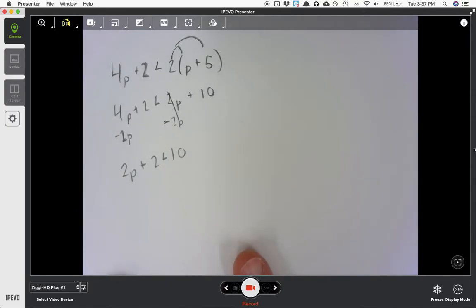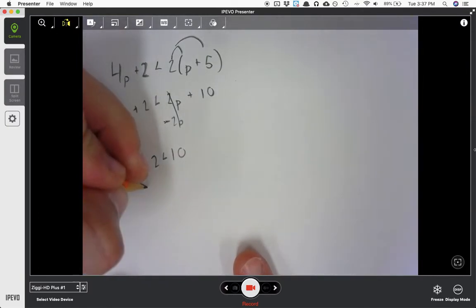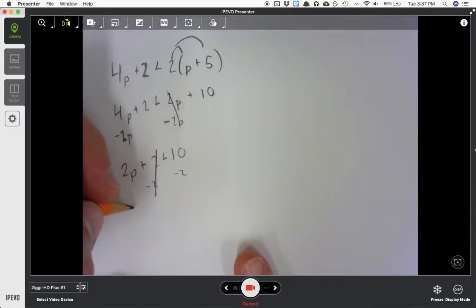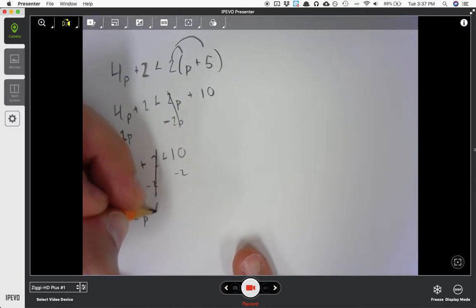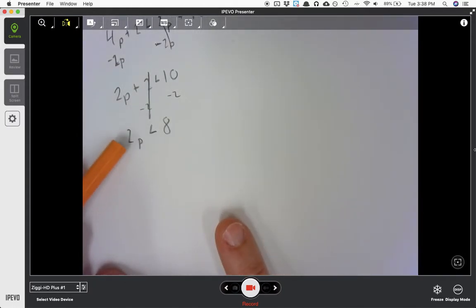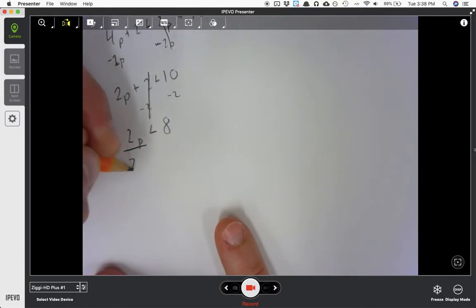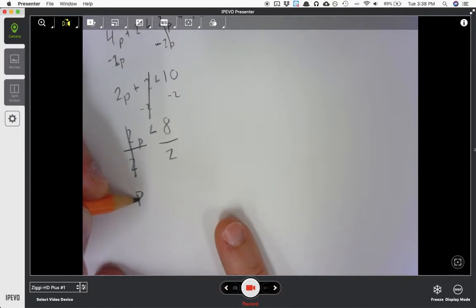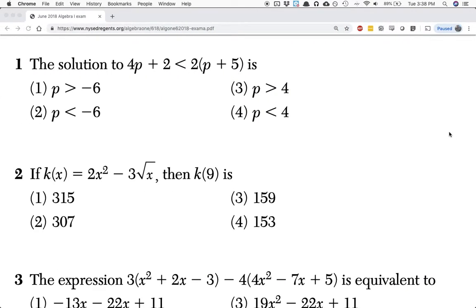Now I need to get the 2 away, so I'll subtract 2 from both sides here. I've got 2p is less than 8, and then my very last step: I need p by itself, so I will divide both sides by 2. That cancels p. I did not divide by a negative, so I'm not changing the sign. So it's just going to be p is less than 4. That is my answer, and that looks like it is answer choice 4.